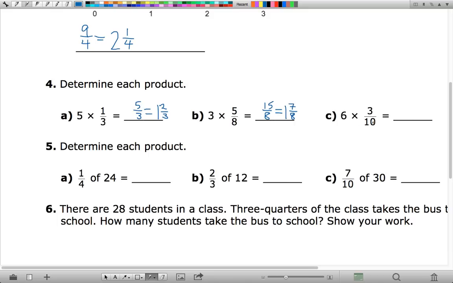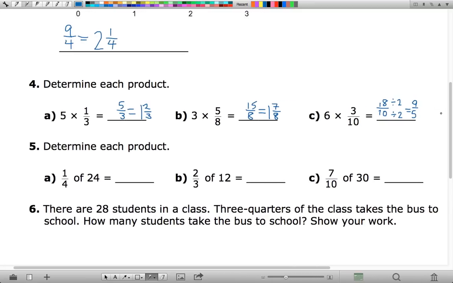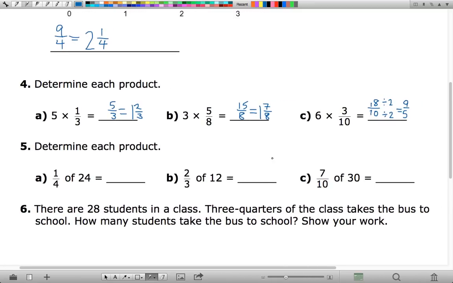In the case of 6 times 3/10, this gives you 18/10. And so I do recommend that you simplify at this point, dividing the top and the bottom by 2, and this will give you 9/5. Now the 9/5 is greater than 1, so you can write it as a mixed fraction. So as a mixed fraction, 9/5 is equal to 1. That's 5/5, plus there are another 4/5 in it.